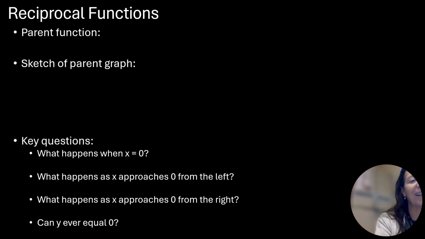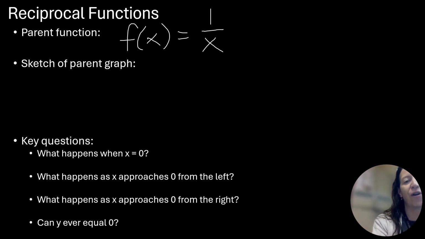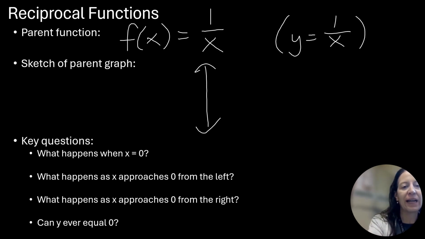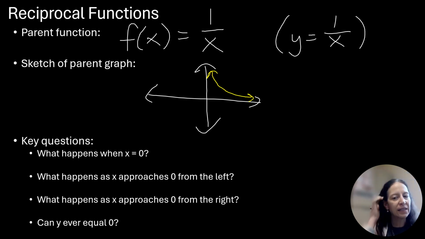So the parent function is f of x. I just gave this to you on the previous slide. f of x is equal to 1/x, or if you would prefer, you can say y equals 1/x. You can use whichever notation you like. And the sketch of this, if I had Desmos out, we could go and sketch it, but the sketch looks something like this. You've got your x-axis and your y-axis, and there are actually 2 branches to it. You've got a branch that looks kind of like a decaying exponential. It's getting very, very close to the y-axis and it kind of curves down.